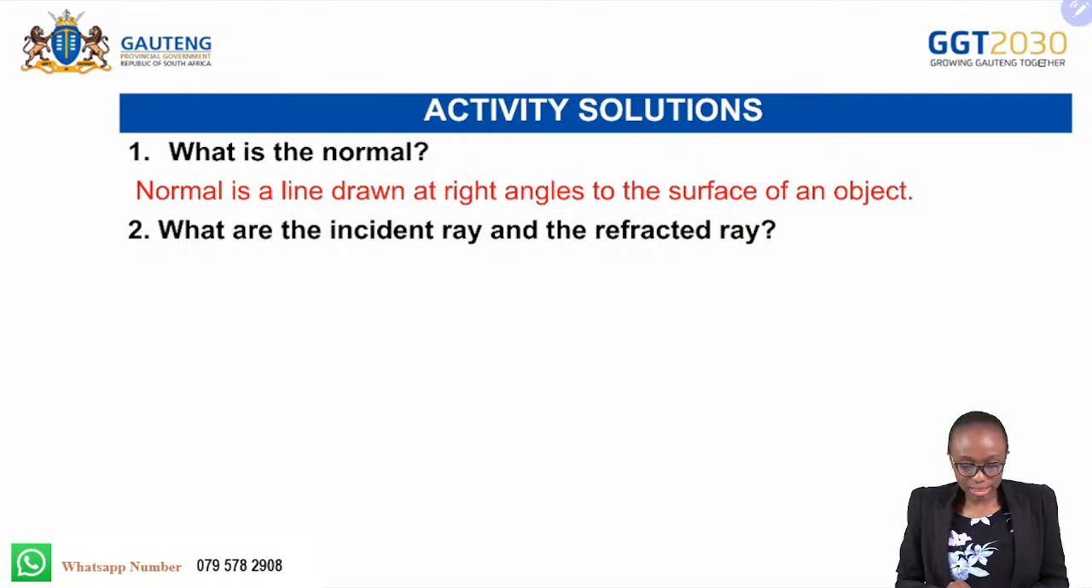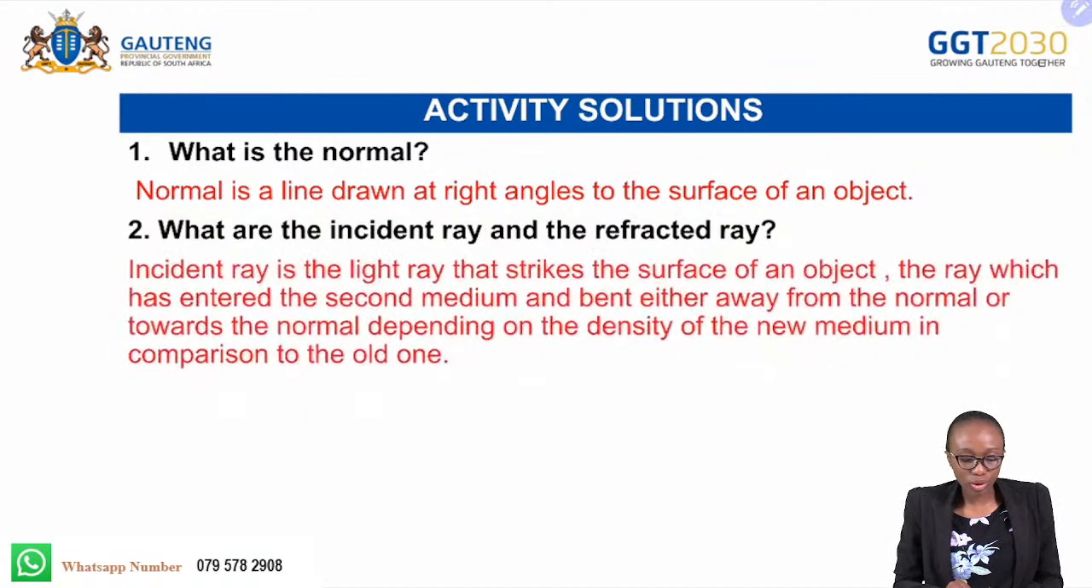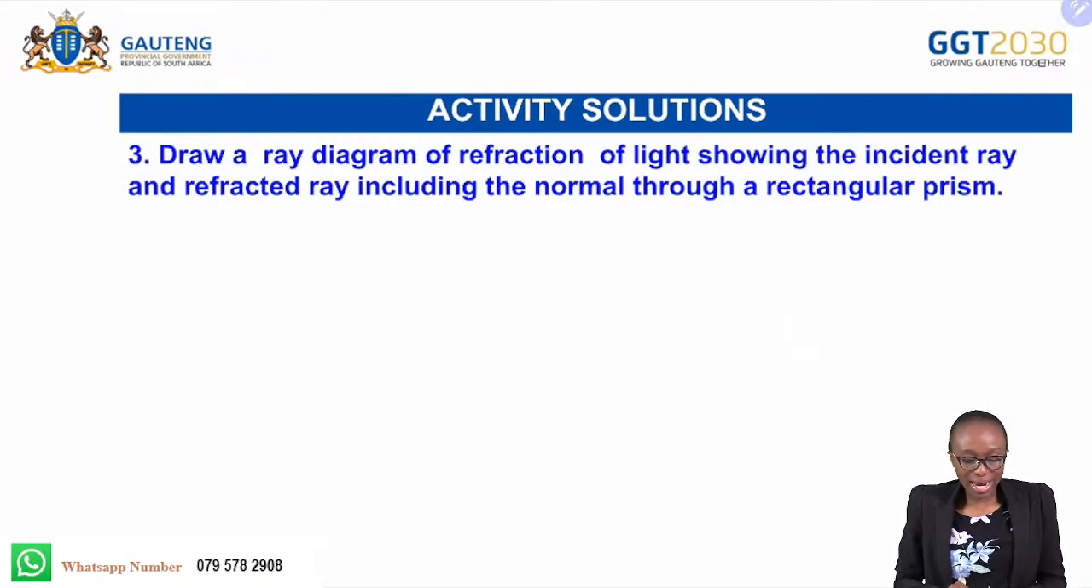And then what is the incident ray and the refracted ray? The incident ray is the ray that strikes the surface of an object. The refracted ray has entered the second medium and bent either away from the normal or towards the normal, depending on the density of the new medium in comparison to the old one.